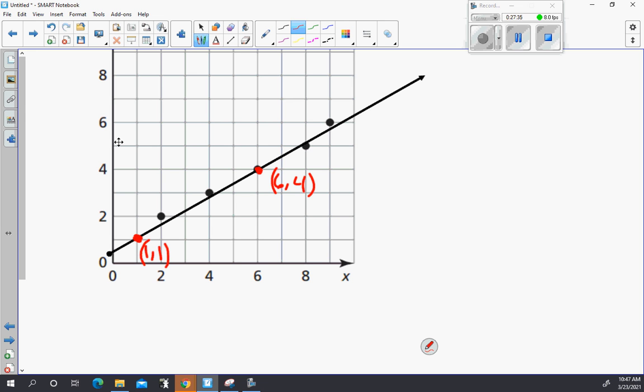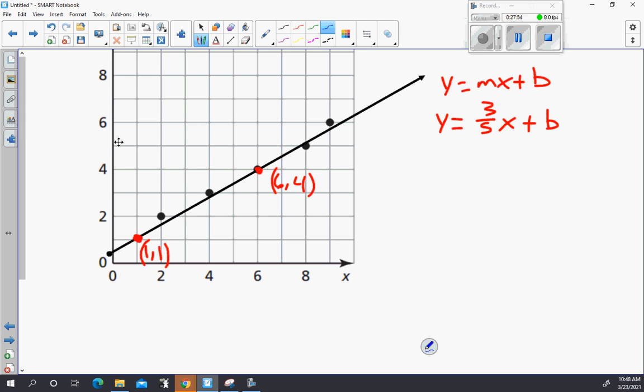Now, come up with my equation. Y equals mx plus b. Again, don't know what b is, going to have to solve for it. What's my slope? It goes up 3 over 5. So y equals 3 over 5x plus b.